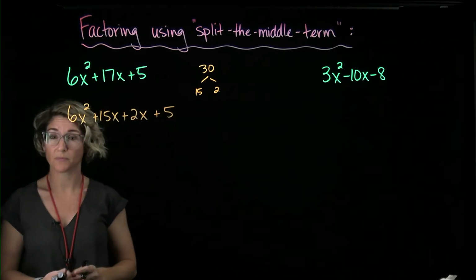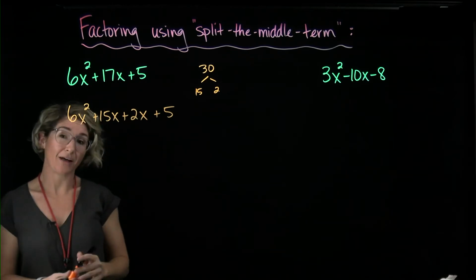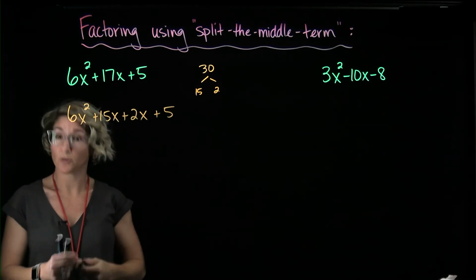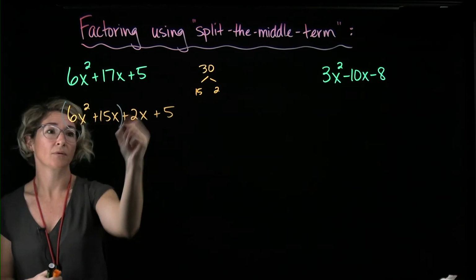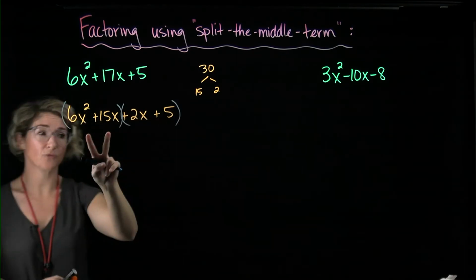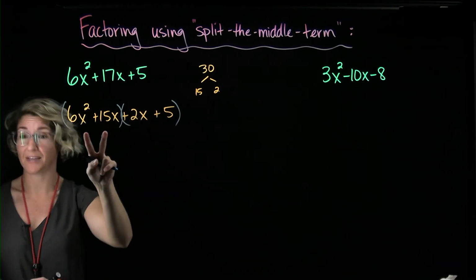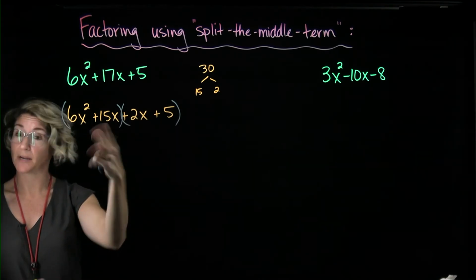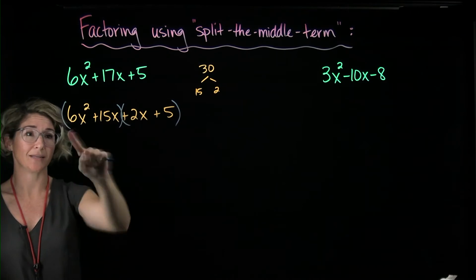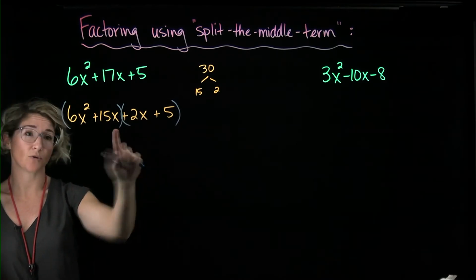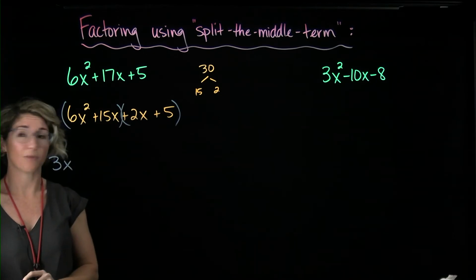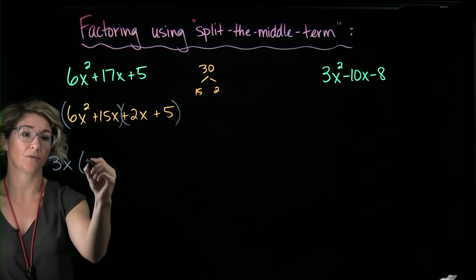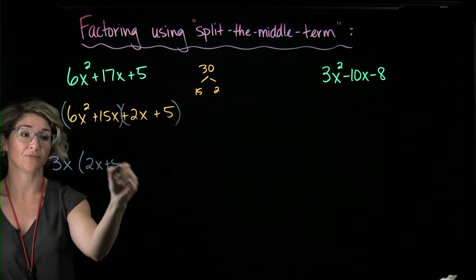What I'm going to do here is factor using what we call grouping. I'm going to group the first 2 terms and I'm going to group the second 2 terms together. Grouping these first 2 terms, I'm going to look for a GCF in this group. So I'm going to look for a number and a variable that I can take out of every term in this group. It looks like in this group I can take out a 3 and an x. When I take out a 3 and an x, that leaves me with a 2x plus 5.